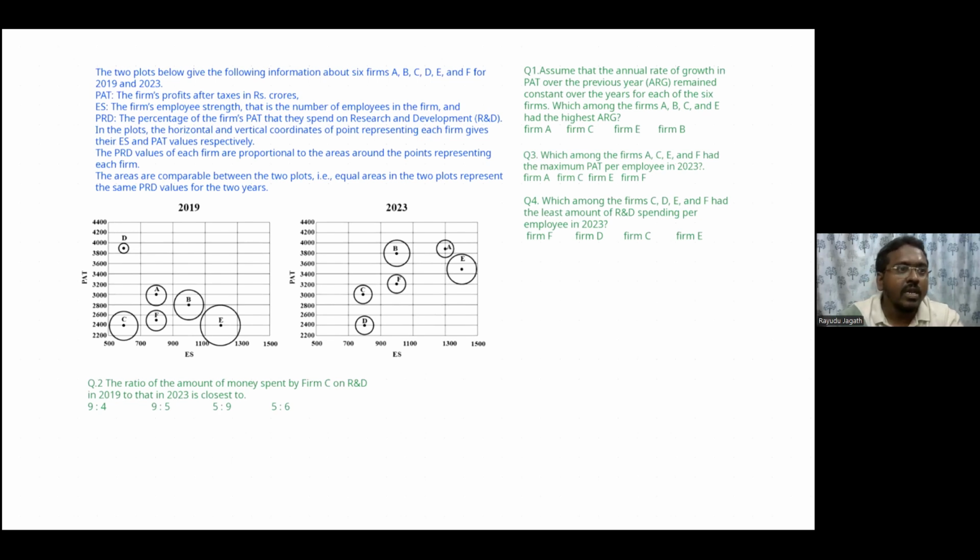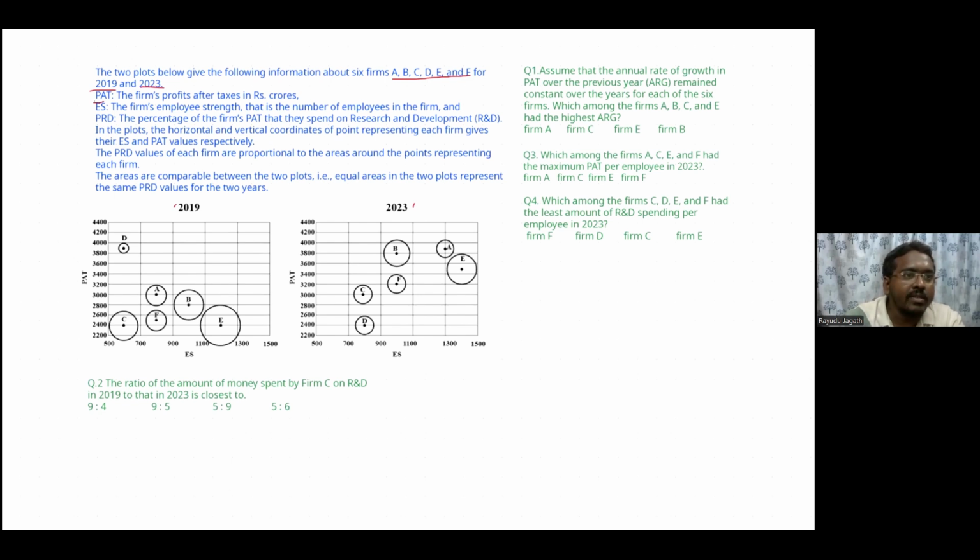in these words. Here it is given that the two plots below give the following information about 6 films A, B, C, D, E, F in the year 2019 and 2023. So the first data is related to 2019, the second is related to 2023. Next, PAT.